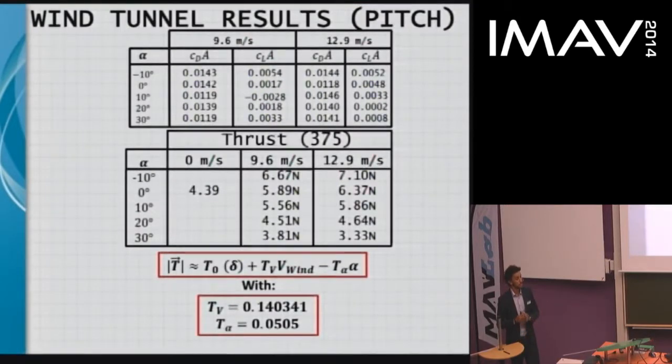I tried to fuse all the results in one function, the one at the bottom of the slide. And of course, the magnitude of the thrust depends on the input that we are giving to the quadrotor, to the motor, sorry. And then there is a dependence between the magnitude of the thrust and the wind speed, but also the pitch angle. And these are the results.